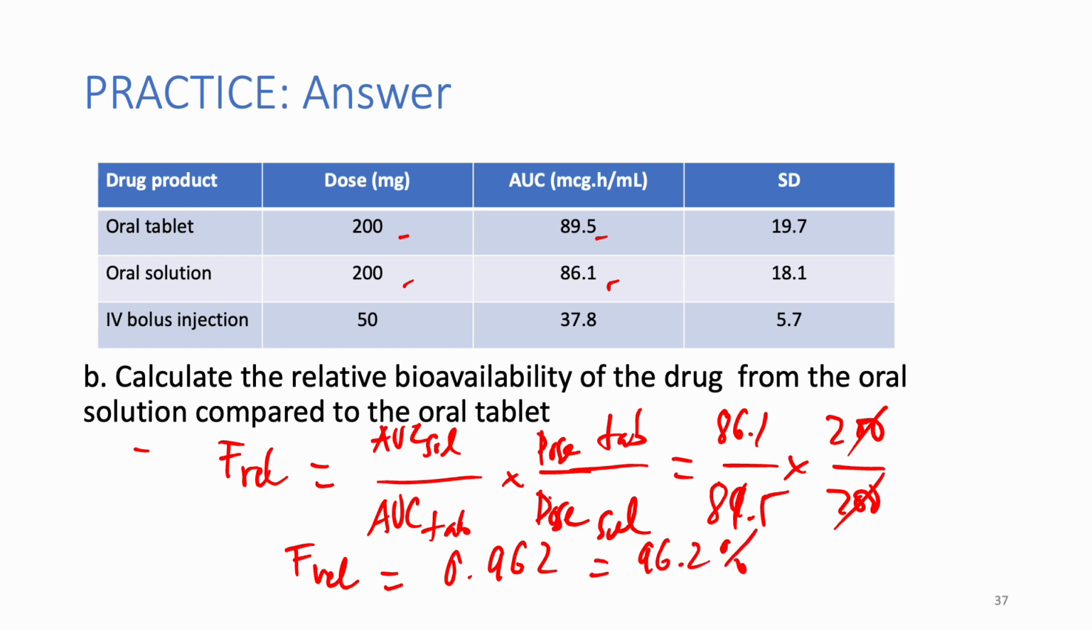96.2%. So for this drug, when we compare the solution and tablets, the value of F relative, 96.2%, is less than 100%. So it seems like the drug solution has slightly smaller bioavailability than the tablet, because the value is less than 100%. That means the solution has a smaller bioavailability compared with the bioavailability of the tablet.